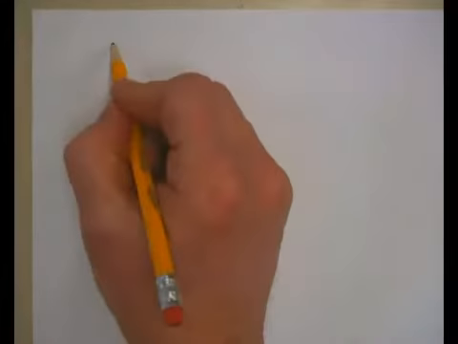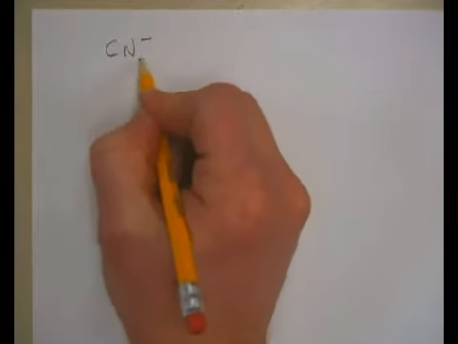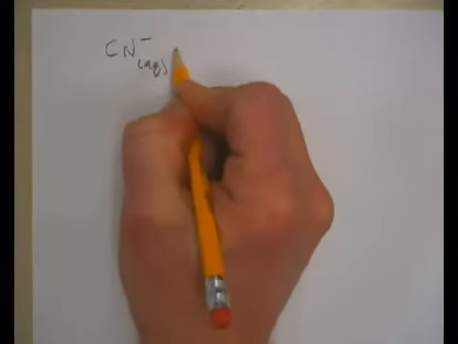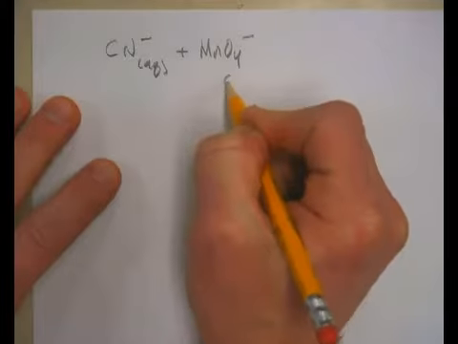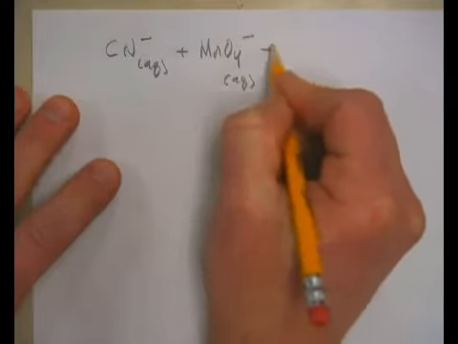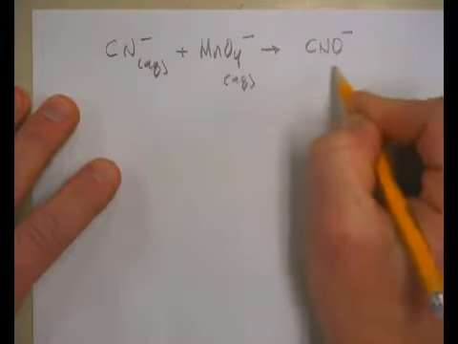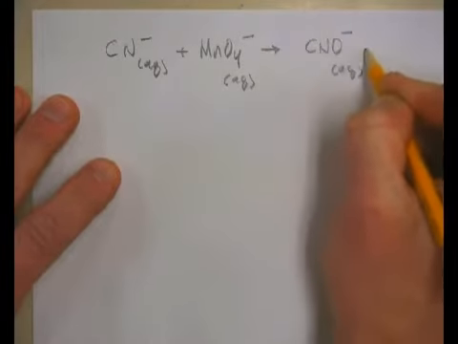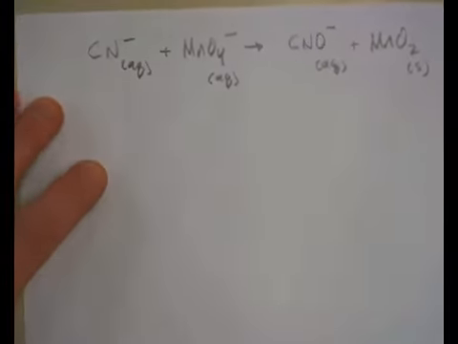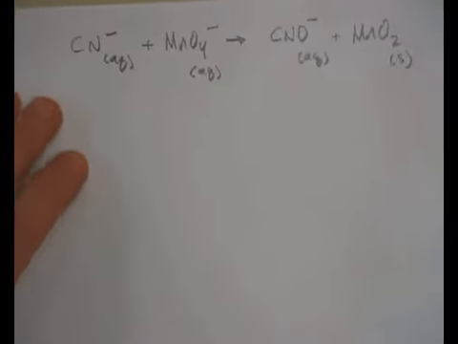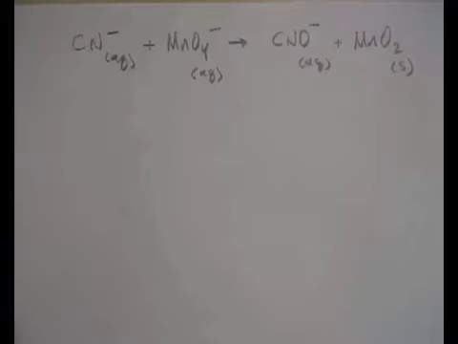Let's try CN- aqueous plus MnO4- aqueous, and this goes to CNO- aqueous plus MnO2 solid, and this is in a basic solution, which we balance exactly the same way. We add H+ to both sides, but then at the end we go through and add some OH- to get rid of the H+ and have some excess OH- in there because it's a basic solution.